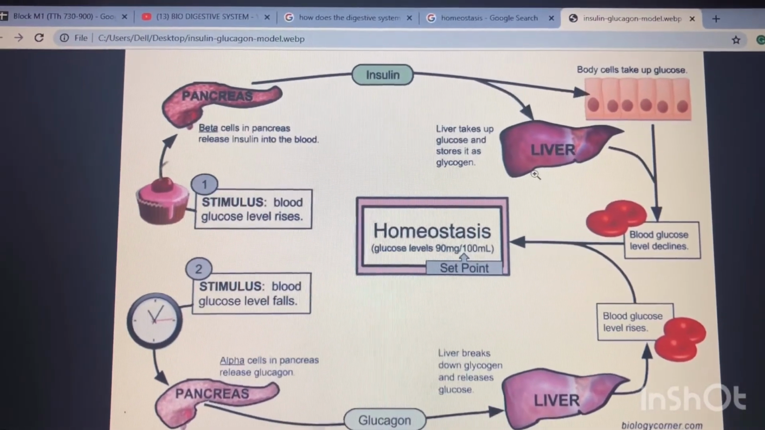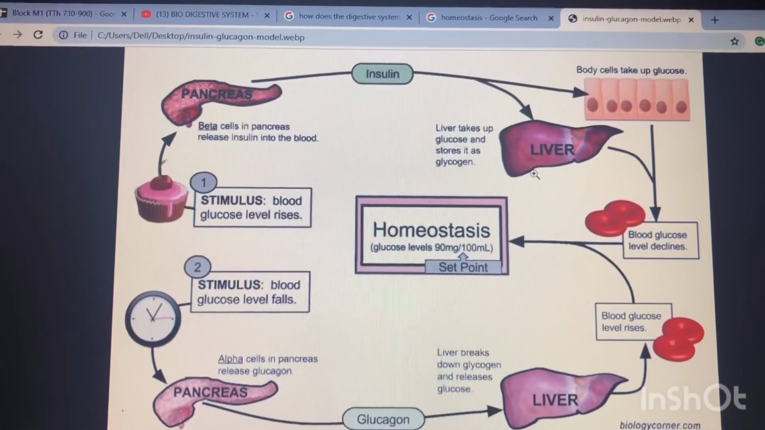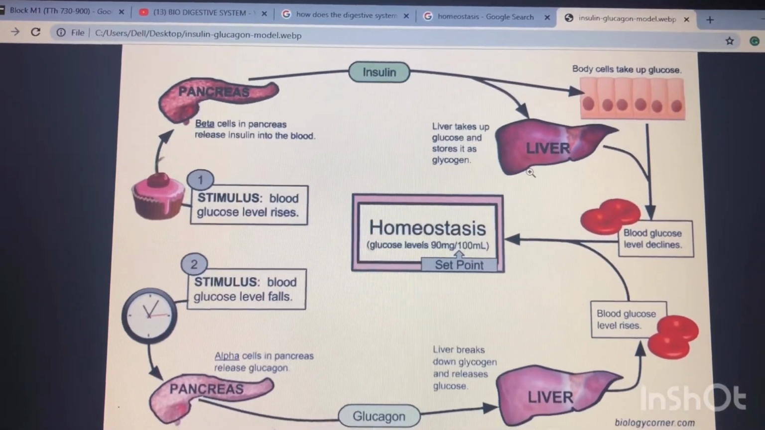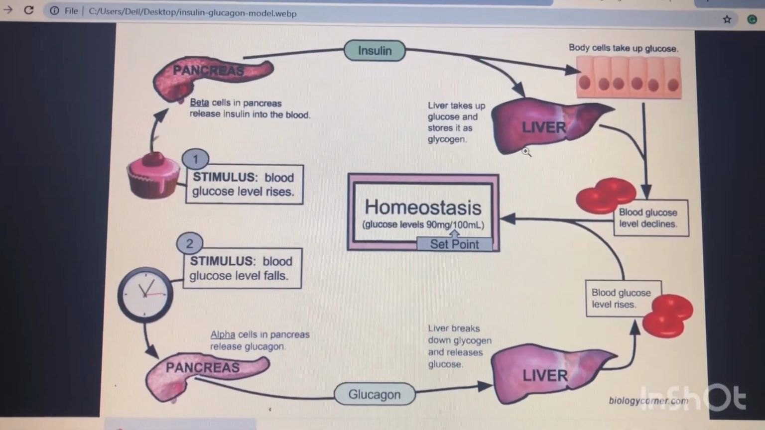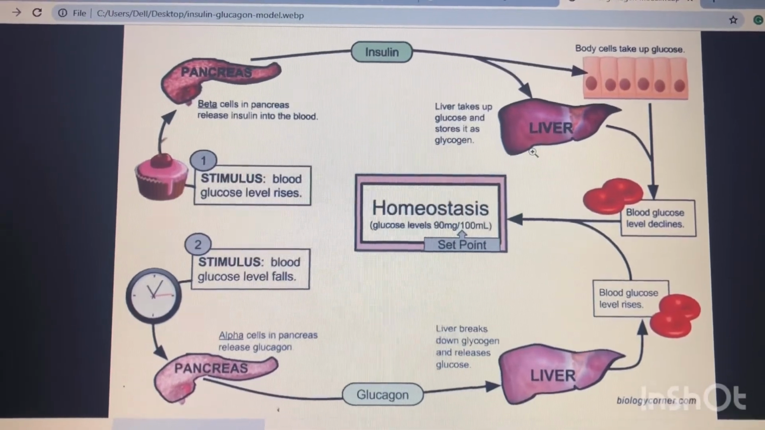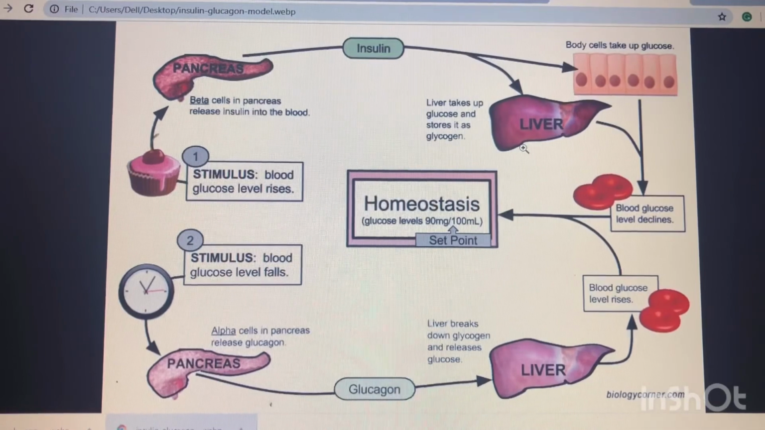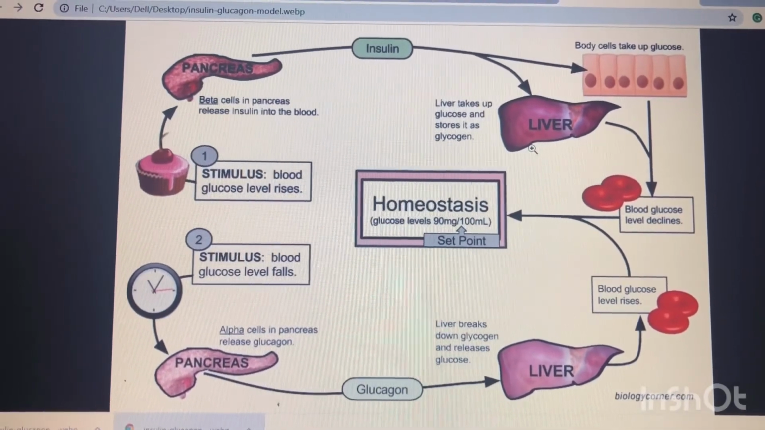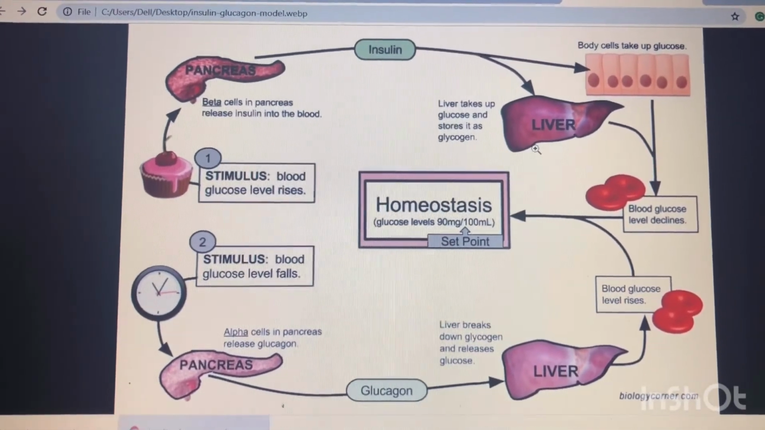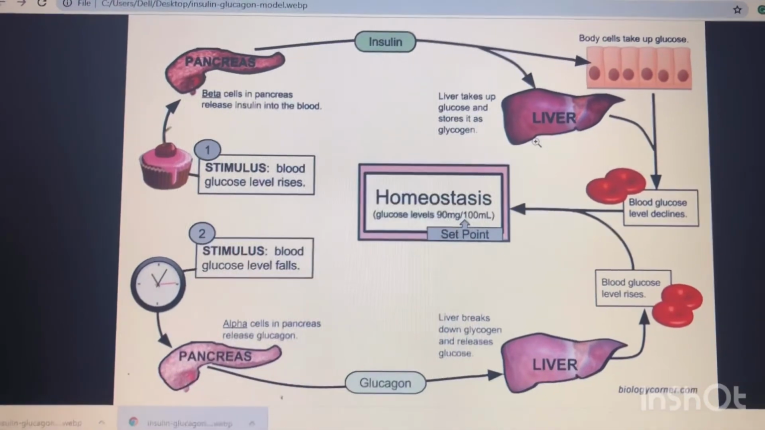It also allows soluble glucose to be converted to an insoluble carbohydrate called glycogen, which is stored in the liver and muscles. When your blood sugar levels fall below the ideal level, your pancreas releases a different hormone called glucagon.